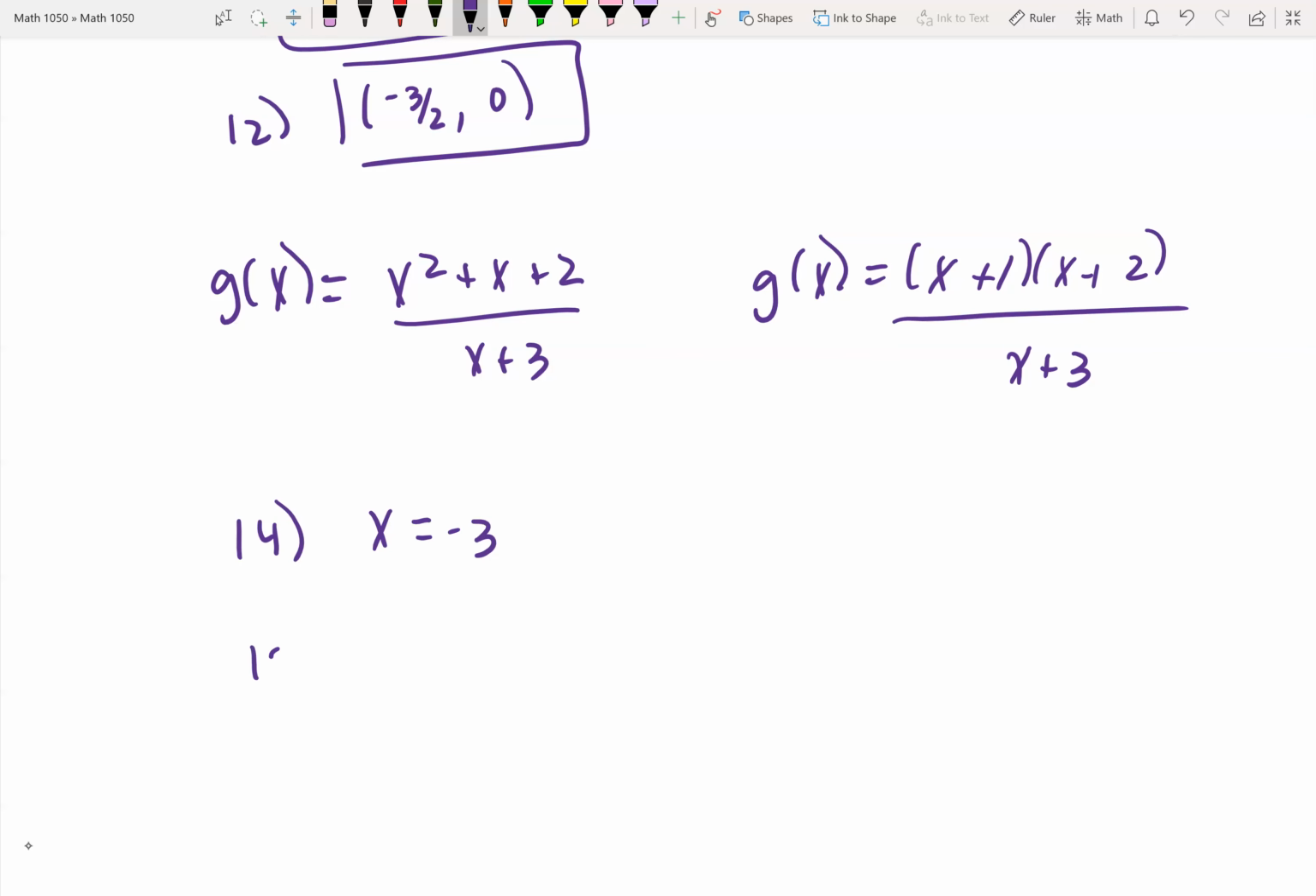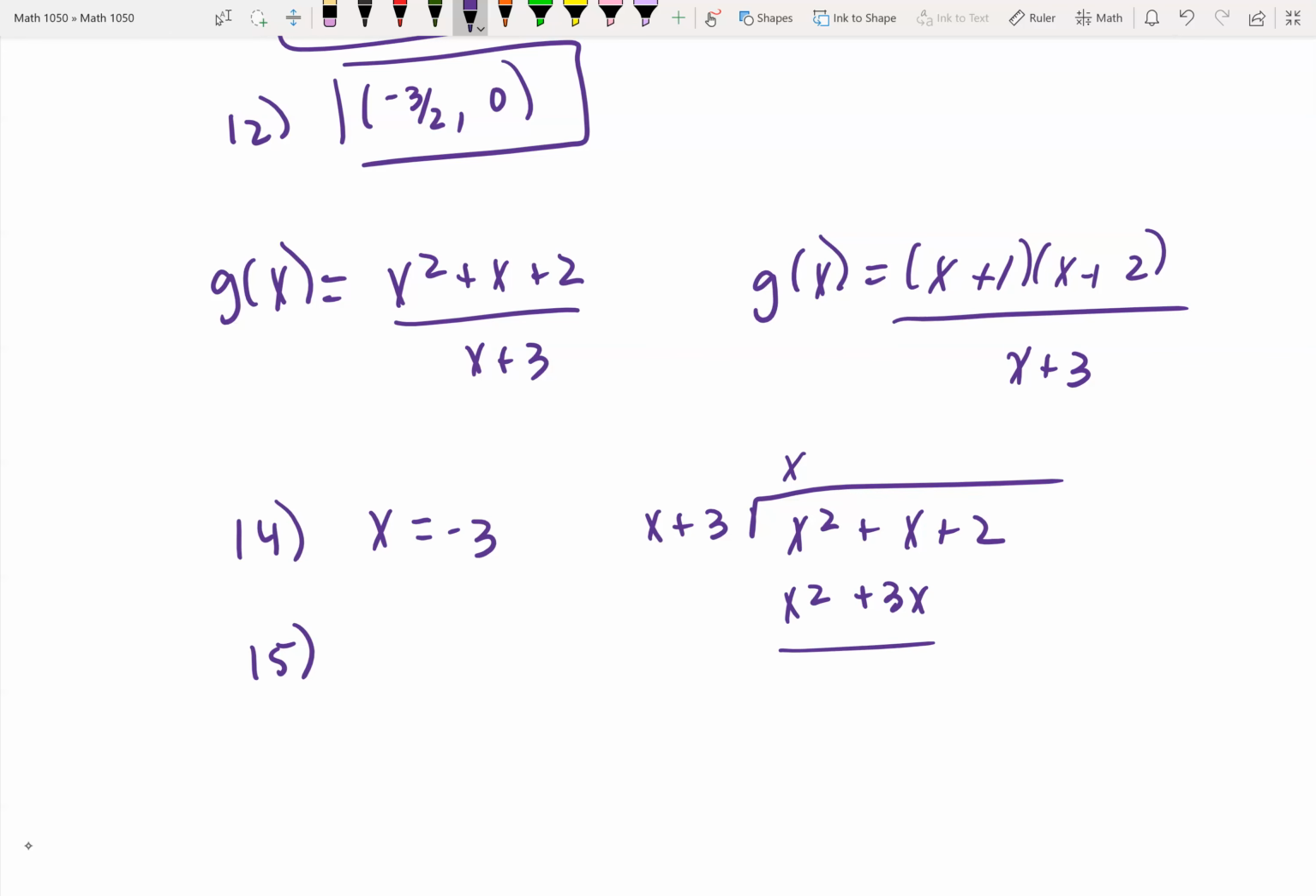Question number 15. The non-vertical asymptote is biggest over biggest if it's a horizontal. So x squared over x tells me that the horizontal asymptote is none, and we have an oblique. So now I'm going to go x plus 3 divided into x to the second plus x plus 2. What do I multiply by x to get x to the second? That's an x. Distribute, I get x to the second plus 3x.